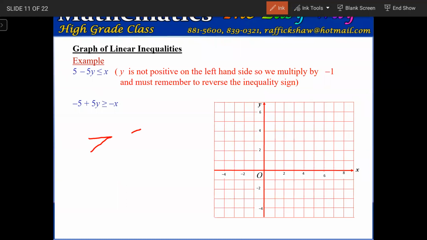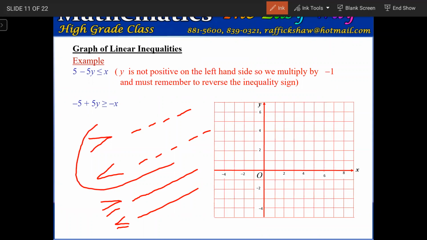When you have a greater than alone, use a broken line. When you have a less than alone, use a broken line. If you have a greater than or equal to, you draw an unbroken solid line. If you have a less than or equal to, you draw an unbroken solid line. Get it? You understand that? Yes, sir. Good, good. These two mean that you don't want the line. You only draw the line broken to show where your shaded region starts. That's all it means there.